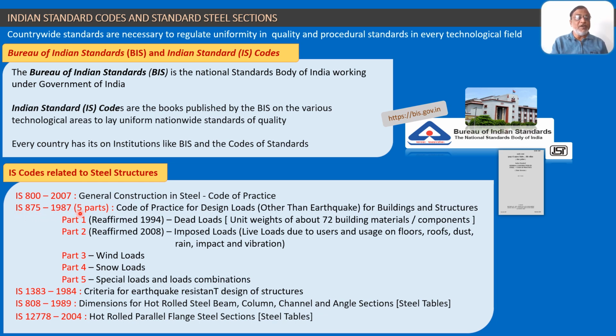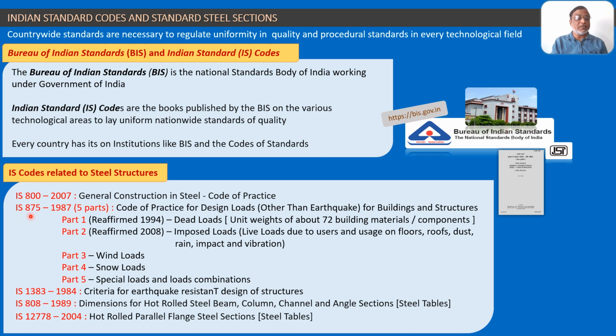There is a second Indian Standard Code, IS 875 1987. It is in 5 parts. All these 5 parts belong to the same subject, that is code of practice for design loads other than earthquake loads for buildings and structures. So this IS 875 1987 gives us the standard values of the loads which are to be taken for doing the design of the structure.